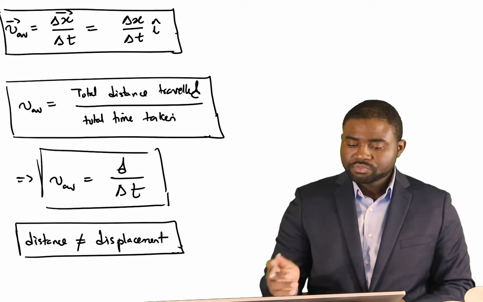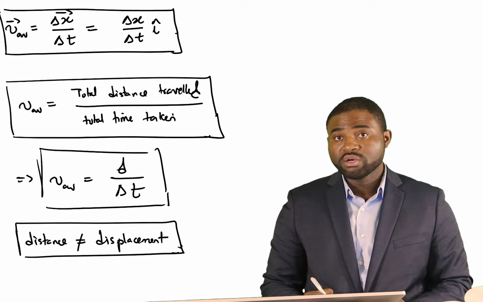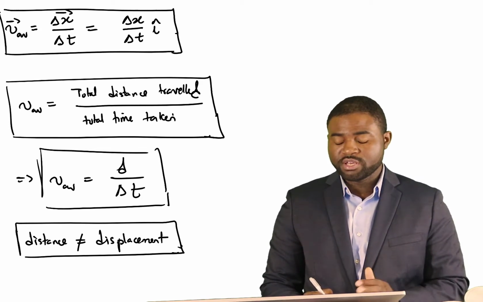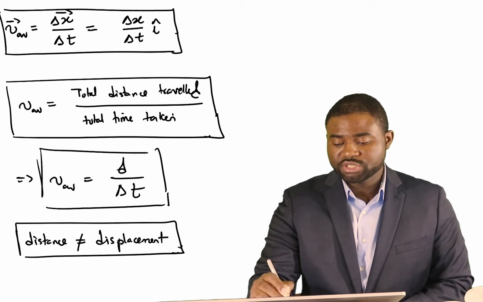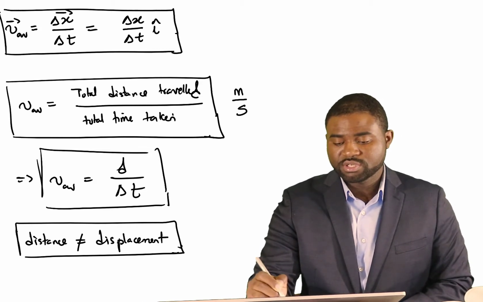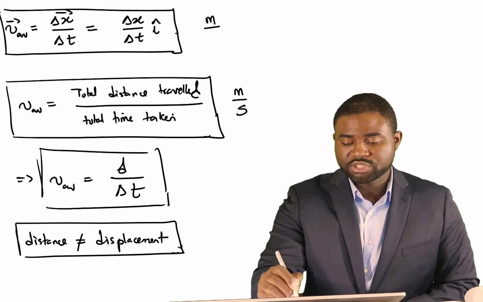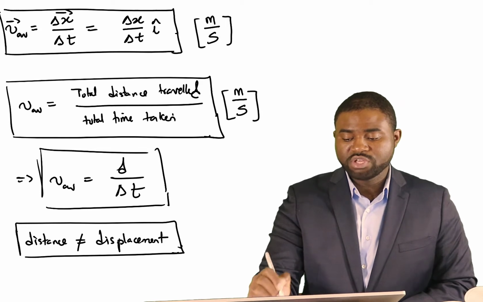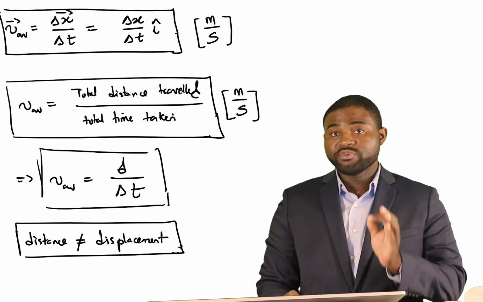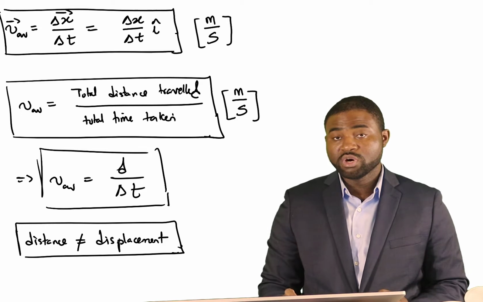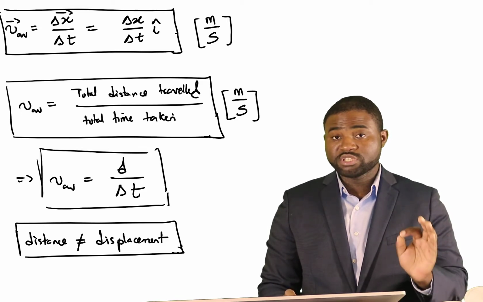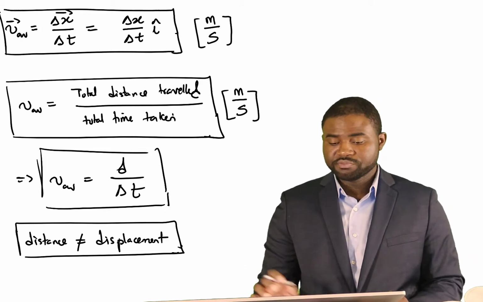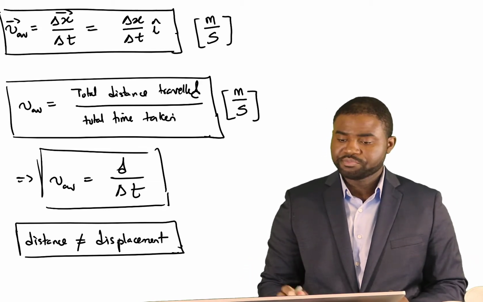Now, one of the things that is common to both average velocity and average speed is that average speed is measured in meters per second. Average velocity is measured in meters per second. Both have the same unit, but they are not the same physical quantity. One is a scalar quantity, which is average speed, and the other is a vector quantity, which is average velocity. It's important you keep this in mind.